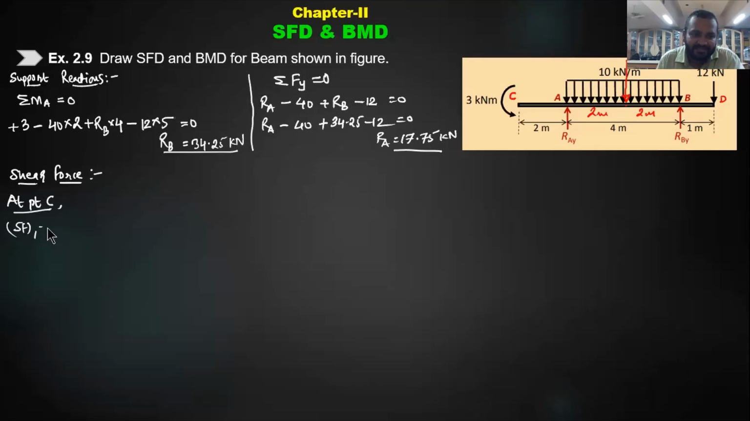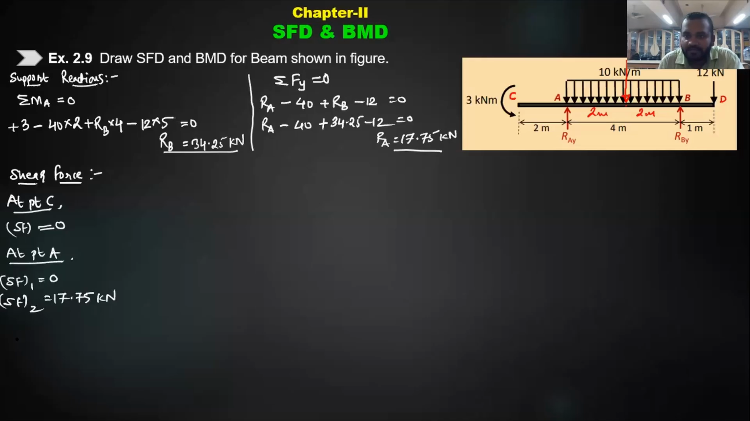At point C, there is no support reaction, so SF will be 0. Very good. Then at point A, SF1 is 0 and SF2 is RA, that is 17.75. Positive or negative? Positive.